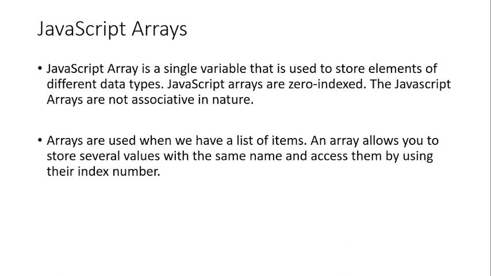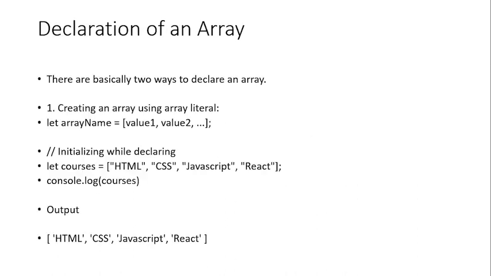So arrays are used when we have a list of items. When we have more than one item, we can use an array there. The items do not need to be of the same data type. So that is the use of an array. We access the values inside the array by means of index numbers.